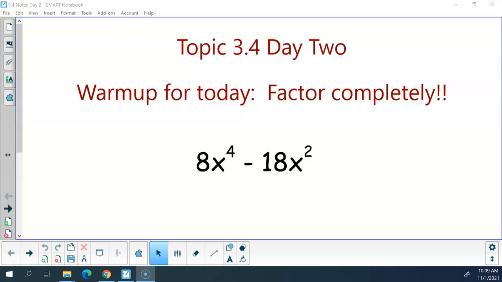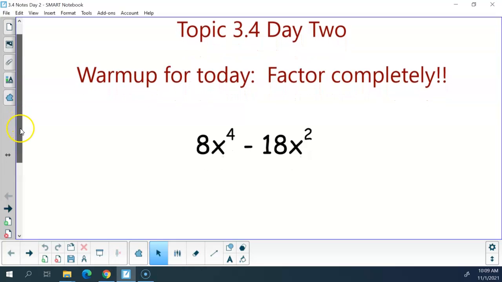Alright, here's a warm-up problem. I would like you to factor it completely. Factor until you can't factor anymore.